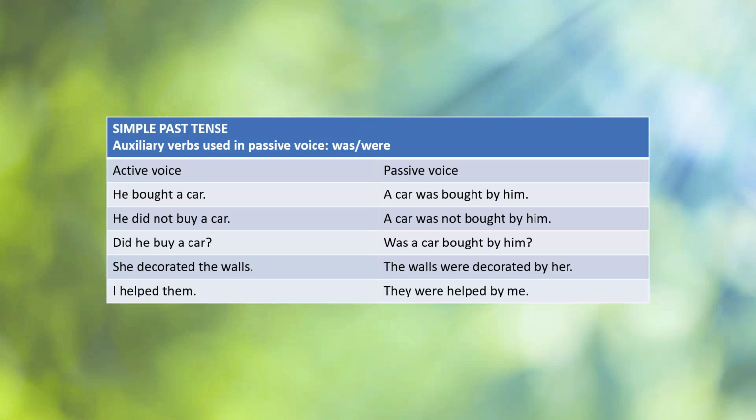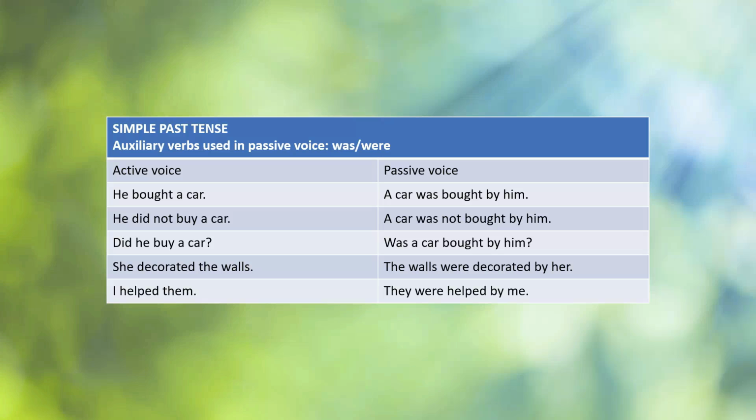Now let's see the next one. Simple past tense. In simple past tense there are two auxiliary verbs. Those are was and were. As we know that in active voice we use the V2 form, meaning the past form of the verb, and in passive voice we use the V3 form. Now let's see one by one. He bought a car. Here, he and a car, we will interchange both of the words, subject and object. So the passive voice sentence will be like this: A car was bought by him. As we know that a car is a singular word, so we will put was. If there was a plural word, then we will put were.